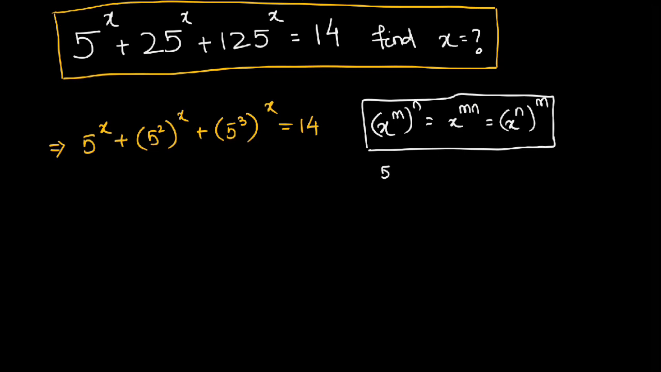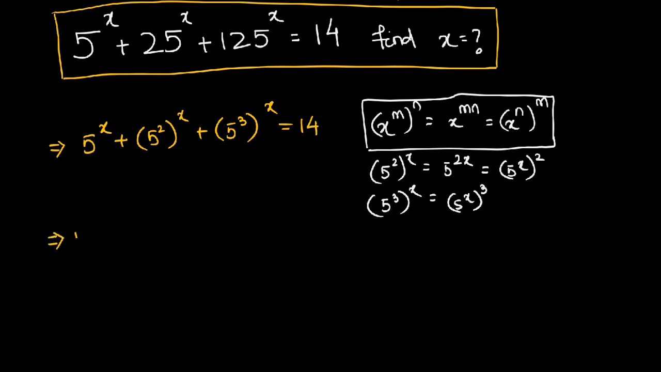So, we can write 5 to the power 2 to the power x is equal to 5 to the power 2 into x is equal to 5 to the power x to the power 2. Similarly, for 5 to the power 3 to the power x, we can write it as 5 to the power x to the power 3. Let us rewrite this equation as 5 to the power x plus 5 to the power x to the power 2 plus 5 to the power x to the power 3 is equal to 14.